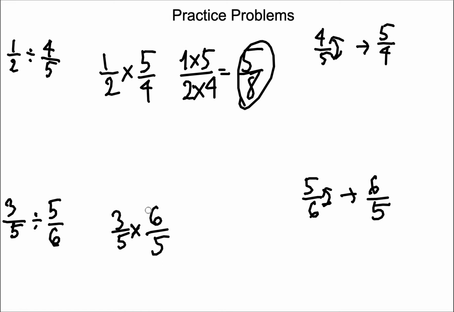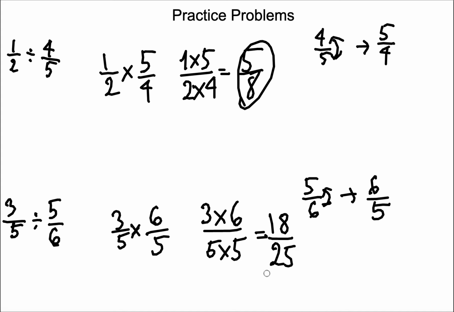Now to do that, we multiply the numerators by each other and multiply the denominators by each other. 3 times 6 over 5 times 5. 3 times 6 is 18, and 5 times 5 is 25, and that is our final answer. Therefore, 3/5 divided by 5/6 equals 18/25.